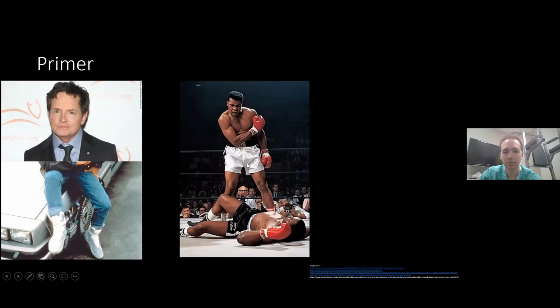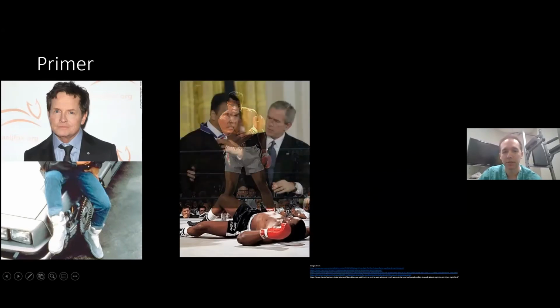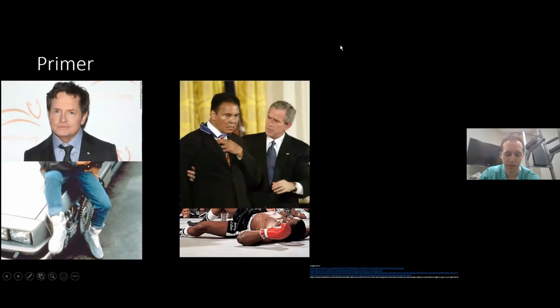Muhammad Ali is another famous Parkinsonian. Again, he looks much different now than he once did. His is due to traumatic injury from all the punches he took as a boxer. But again, the same thing. You can sort of see he's being supported here by somebody, and he has masked facies and is probably having a lot of dyskinesia difficulties.